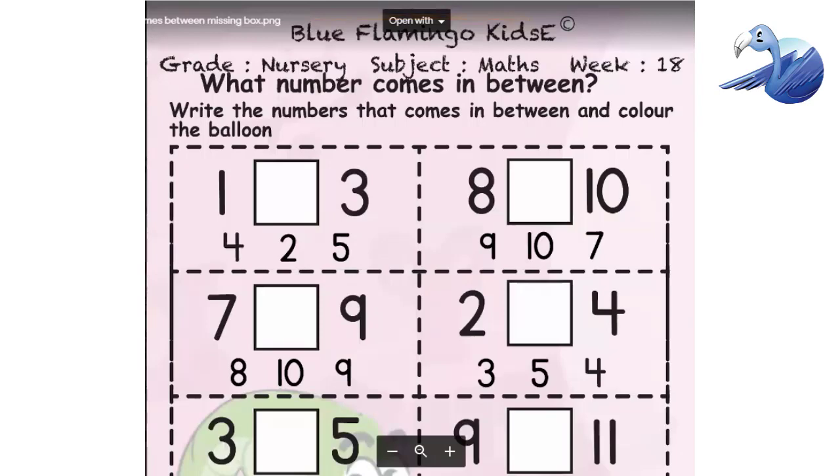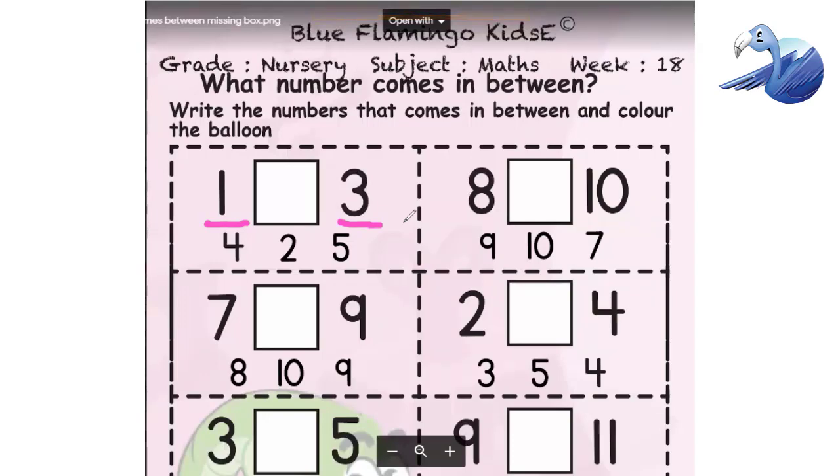So now we have to identify the middle. Middle means in between. In between means students middle. Okay. So see the numbers here are 1 and 3. So we have to identify which number should come in between 1 and 3. Middle number of 1 and 3.